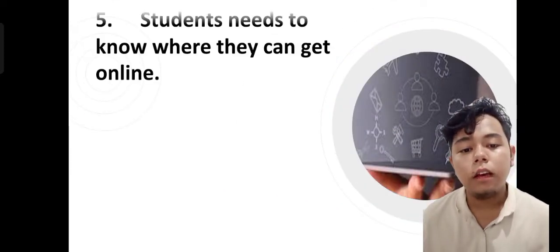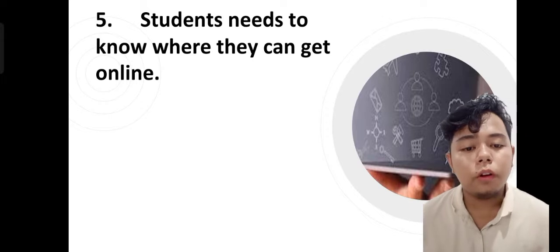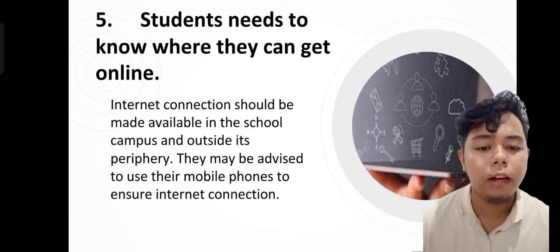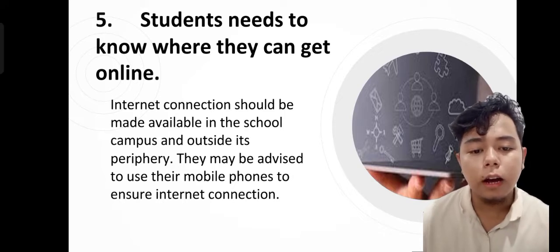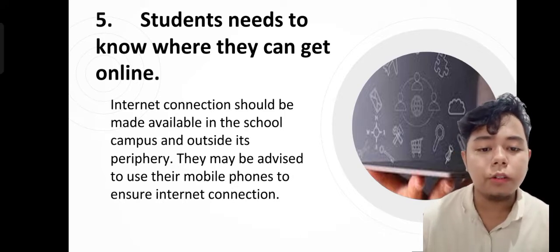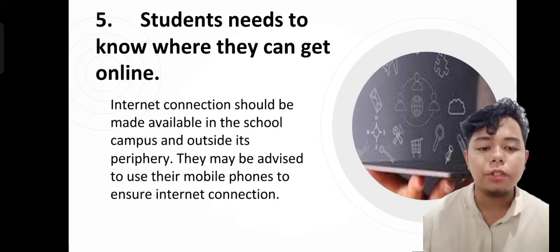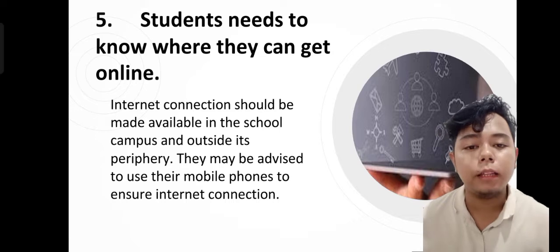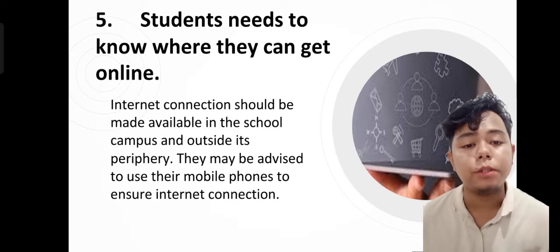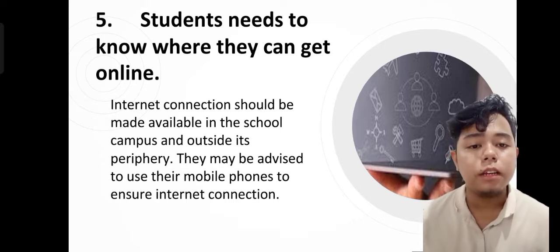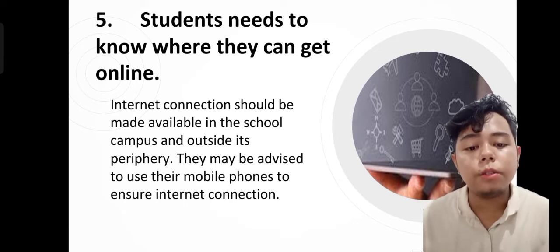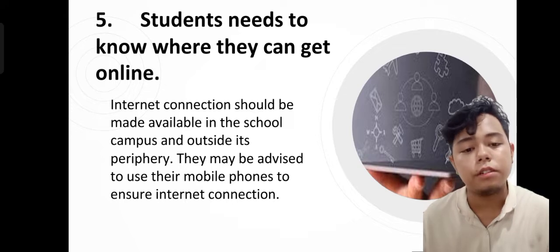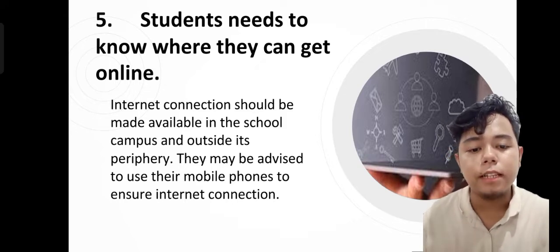So lastly, students need to know where they can get online. Internet connection should be made available in school campuses and outside their periphery. This means that they may be advised to use their mobile phones to ensure internet connection. Not all of us know that the campus has free Wi-Fi for the students, which will help them if they need a strong internet connection for blended learning.